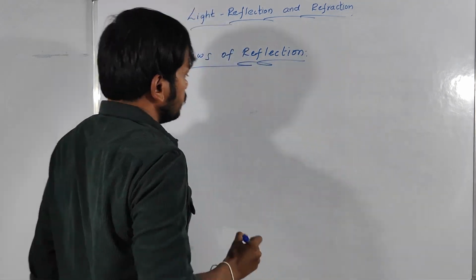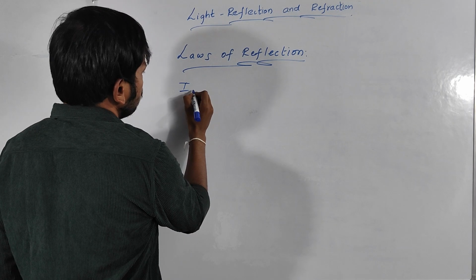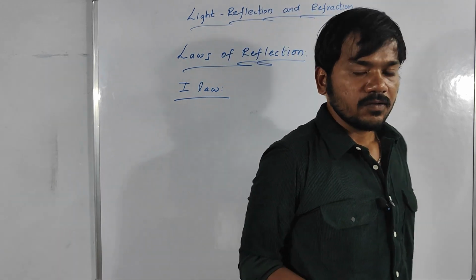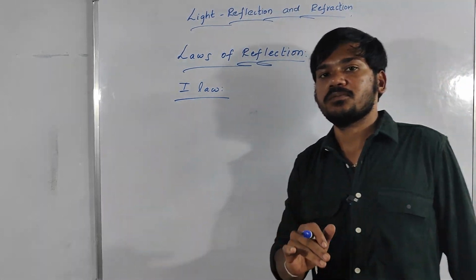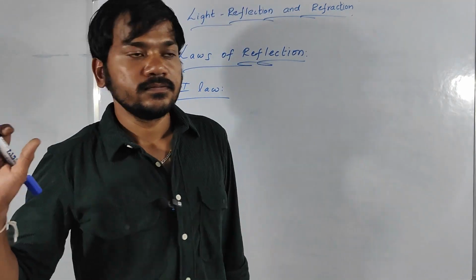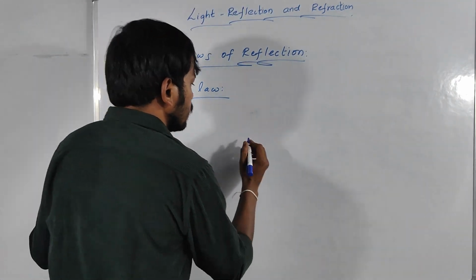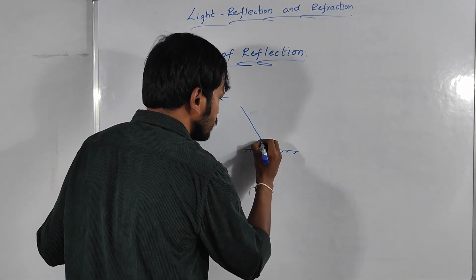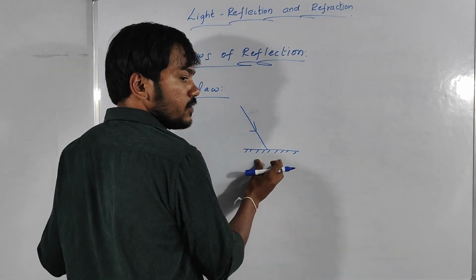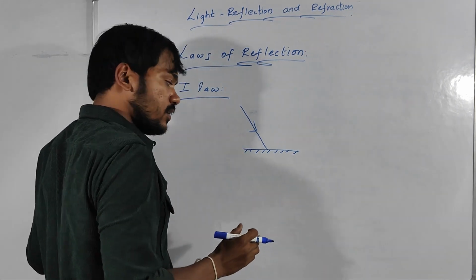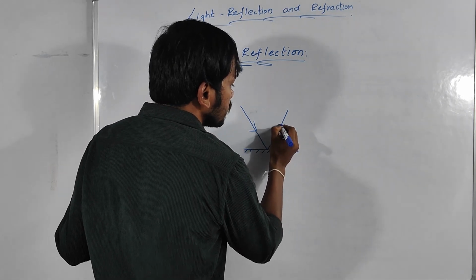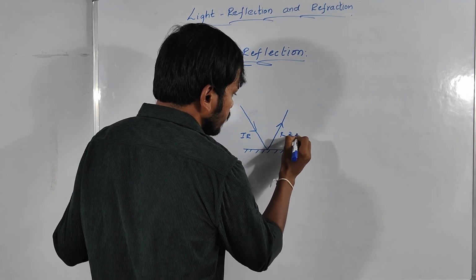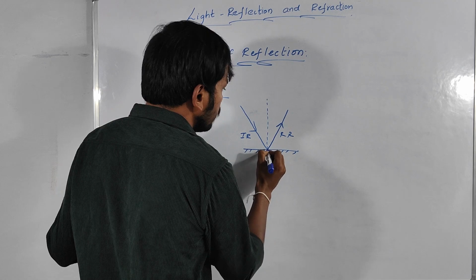Laws of reflection. We do have two laws. Let us consider the first law. The first law of reflection says... why has it become a law? Because it has been observed that all the time, whenever reflection happens, let us consider a plane mirror. Whenever an incident ray is incident onto a polished surface and reflection happens, this is the incident ray and this is the reflected ray, and we have the normal as reference.